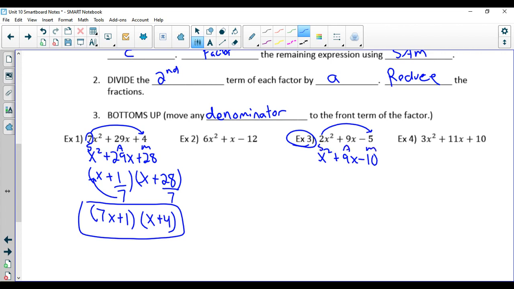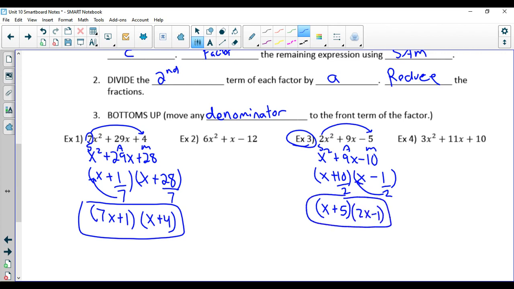And when we SAM factor that, we'd be saying what multiplies to negative 10 and adds to positive 9. Good. Positive 10, negative 1. We then divide by what we slid over, which is a 2. We reduce what we can. 10 divided by 2 is 5. 1/2 I can't reduce, so that's where I'm doing bottoms up. So I get 2x minus 1. Quick little check. X times 2x is 2x squared. 5 times -1 is -5.